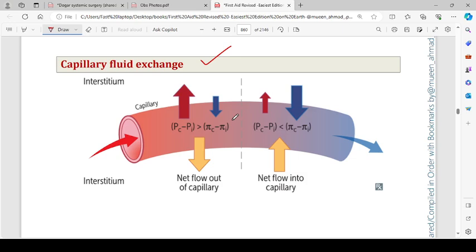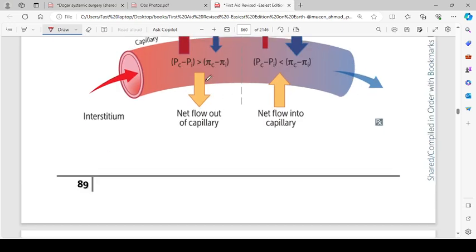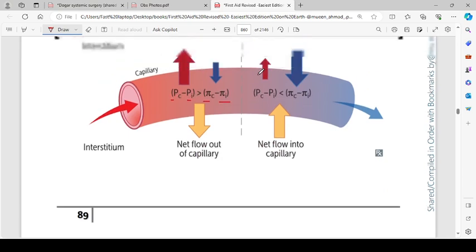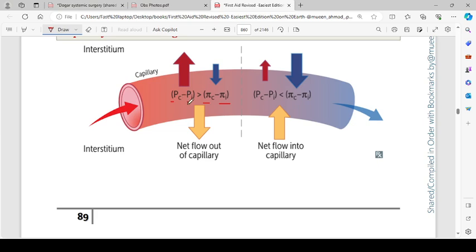Mostly it is net outflow, but let's see. The P is representing the hydrostatic pressure, and pi is representing the oncotic pressure. So if the difference between the capillary and the interstitial hydrostatic pressure is more than the difference between the capillary and interstitial oncotic pressure, which means that the capillary hydrostatic pressure is more than the capillary oncotic pressure, the fluid will start moving outwards.